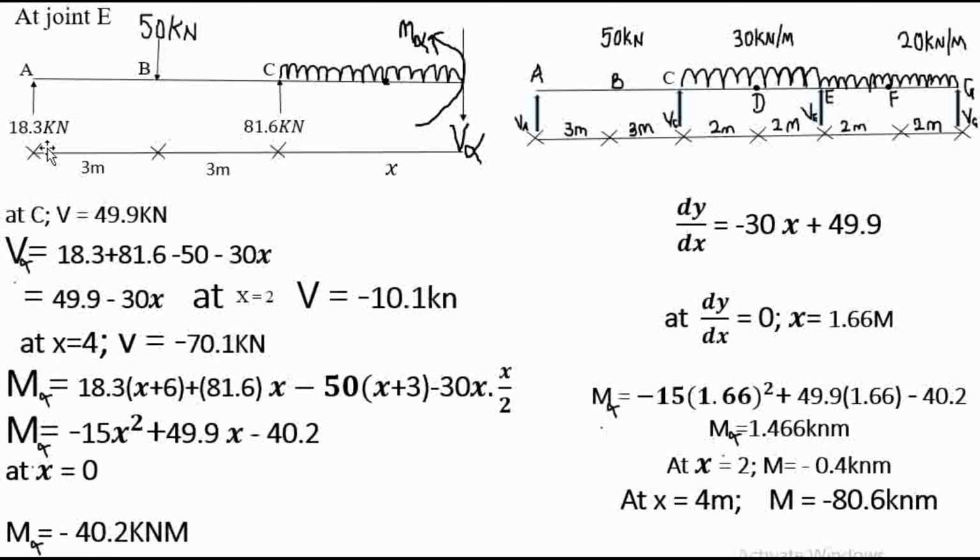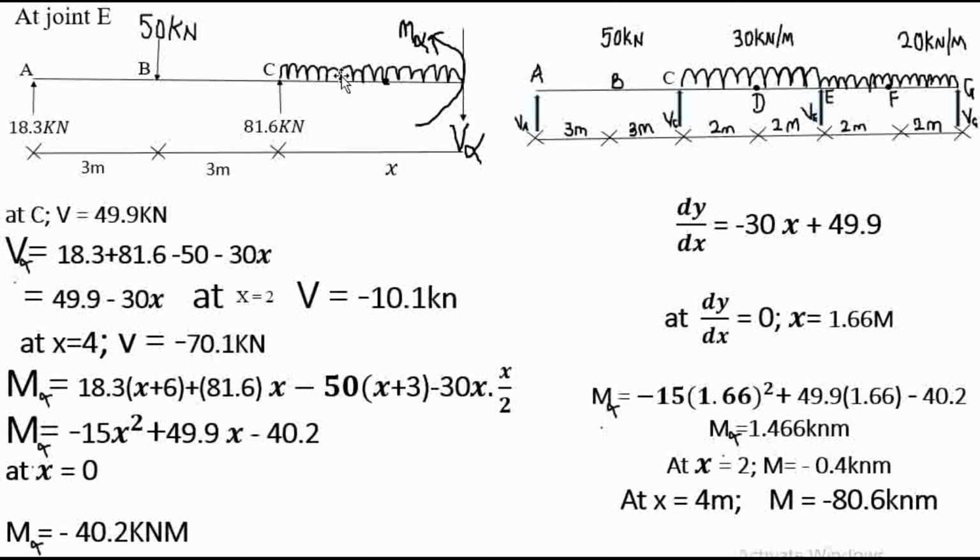We have 18.3 kilonewton, which will cover a distance of from this point to this point, and that is 6 meter plus whatever the value of x is. Then we have another 50 kilonewton, which will move in anti-clockwise direction. Therefore, it's going to be negative. Multiply by the distance which it will cover, and that is 3 meter plus x. That's why we have minus 50 into x plus 3. Also, we have 81.6 kilonewton, which will cover a distance of x to where we're taking the moment, and that's why we have 18.6 multiplied by x. And it is positive because it will turn in a clockwise direction.